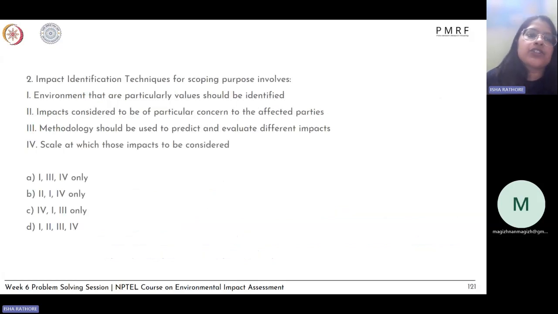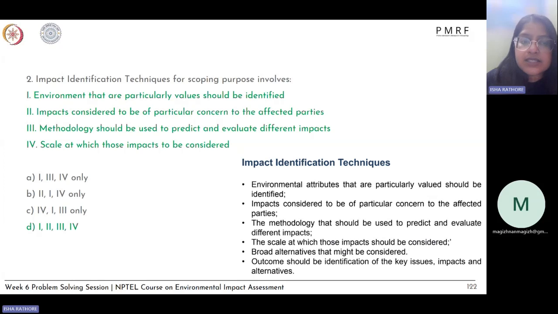So moving on to the next question, impact identification techniques for scoping purpose involves: one, environment that are particularly valued should be identified. Two, impacts considered to be of particular concern to the affected parties. Three, methodology should be used to predict and evaluate the different impacts. And four, scale at which those impacts need to be considered. So the correct answer is D, that is all of the above are the impact identification techniques which are used for scoping purposes. It involves all of the four which are mentioned. So all the four options are correct. So D is the correct answer.